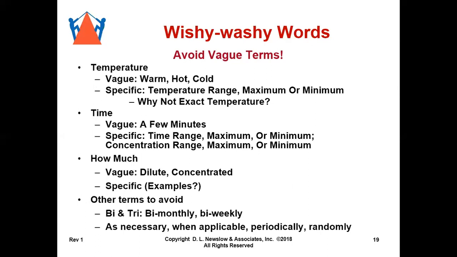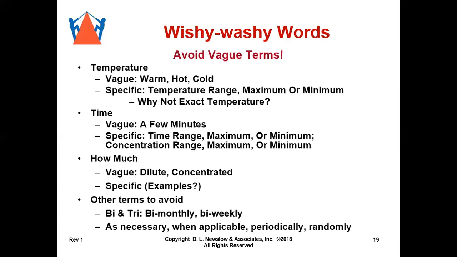You boil it for a few minutes. What does that mean? You boil it for 5 to 10 minutes. That means something, and you can measure it. So you have measurements. And how much? You don't say just dilute it. How do you know how much to dilute it? If you have an ounce per 5 gallons, that's specific.